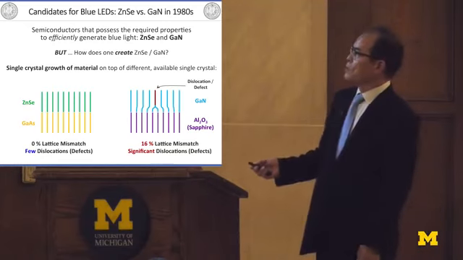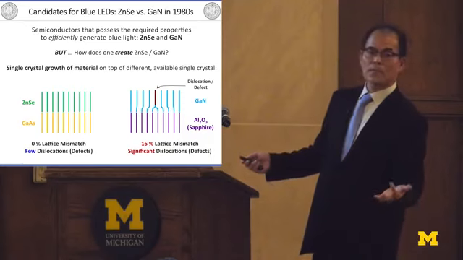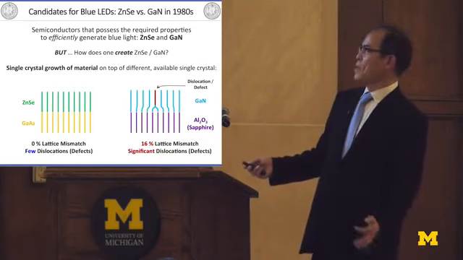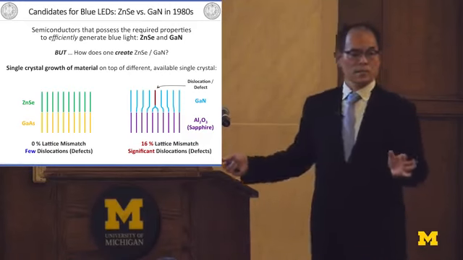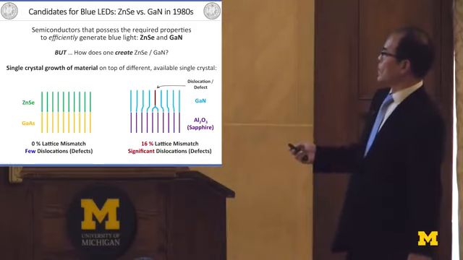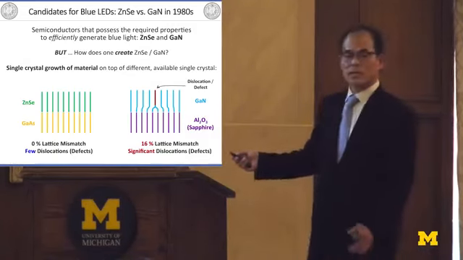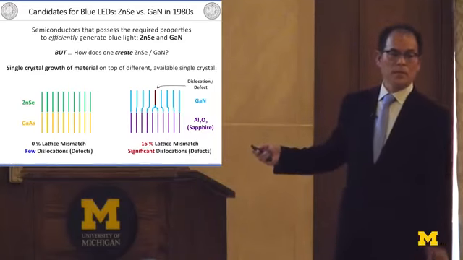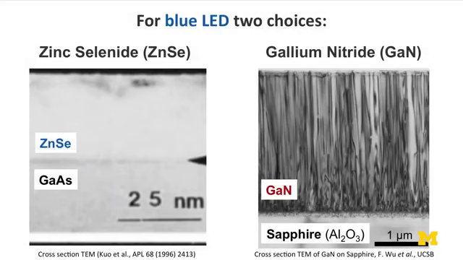In the case of zinc selenide, we can use gallium arsenide. In this case, lattice mismatch is almost nonexistent, so we can make very good crystals, almost no crystal defects. In the case of gallium nitride, the available substrate is sapphire. In this case, there is huge lattice mismatch, so a huge number of crystal defects.